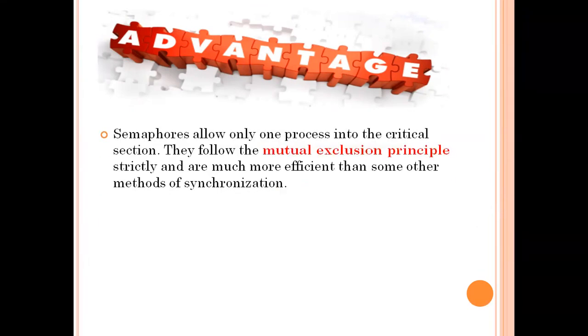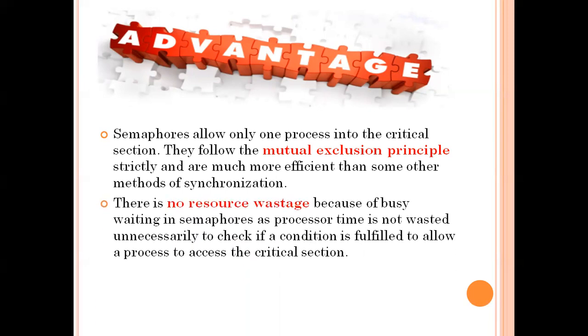Now we'll see some advantages and then disadvantages of the semaphore. First of all, semaphore allows only one process into the critical section. Means, as we saw especially in binary semaphore, when one process enters, the semaphore value becomes 0. Now no more process can enter. So the mutual exclusion principle is strictly followed. It's good also, it prevents race condition.